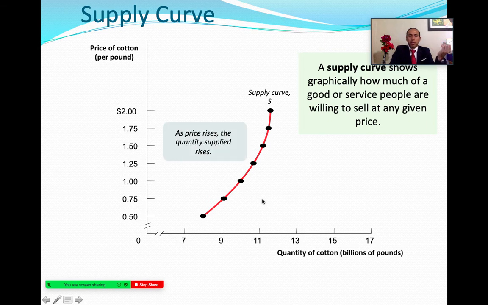So it has a positive relationship. As price rises, the higher the price level, the higher the quantity supplied. So we go from 50 cents, supply about 8 units. The price rises to $1. At $1 we supply 10 units. If the price increases even more to $1.75, at $1.75 now we supply 12. It's a positive relationship. The supply curve has a positive relationship with prices.